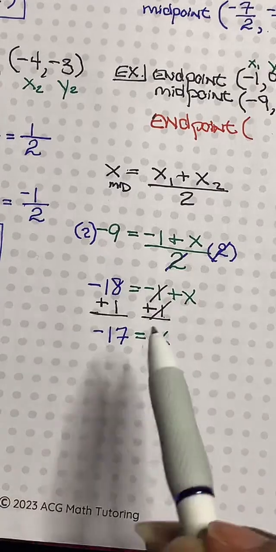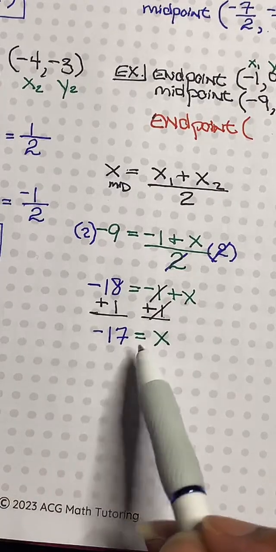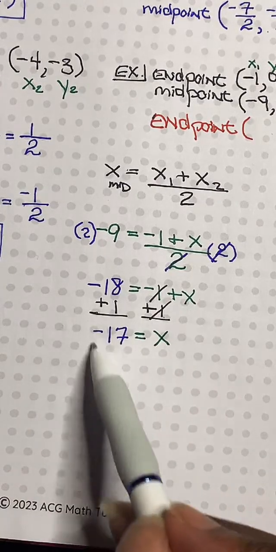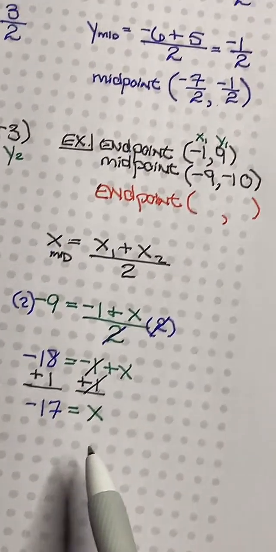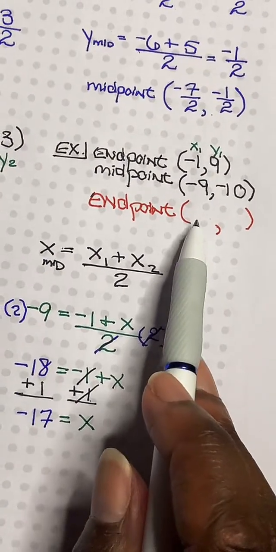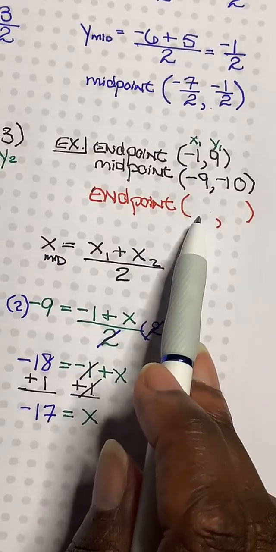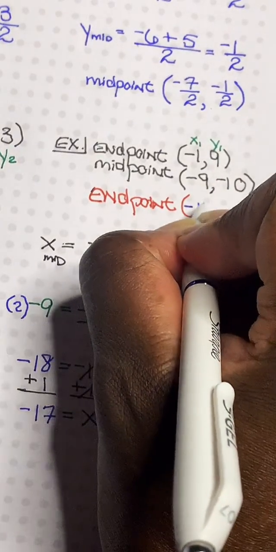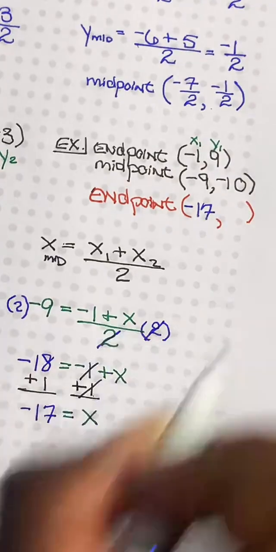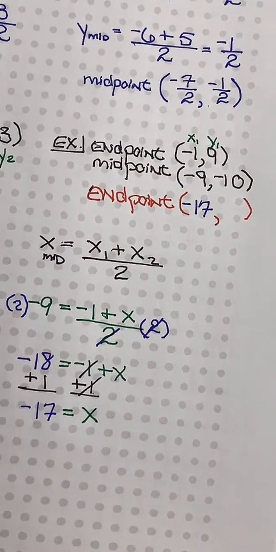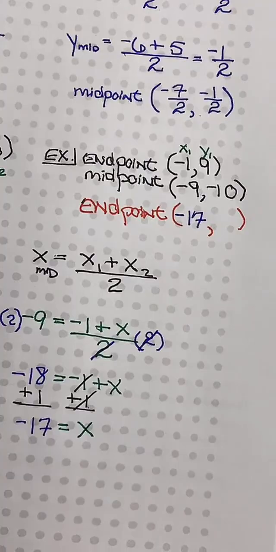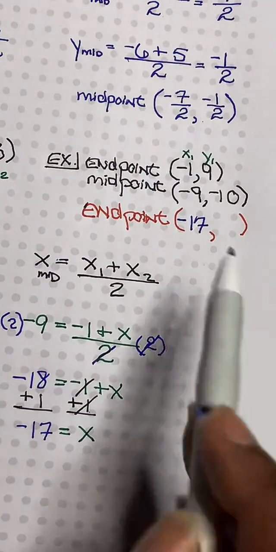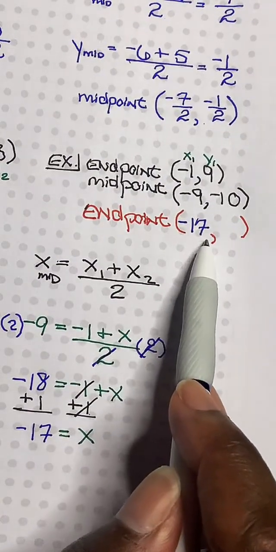All right, so we have -17. What does this mean? That means when we go back to that missing endpoint, the x value of that missing endpoint is -17. So we have to work in reverse in order to figure out the missing endpoint.